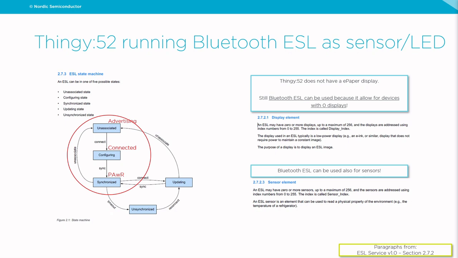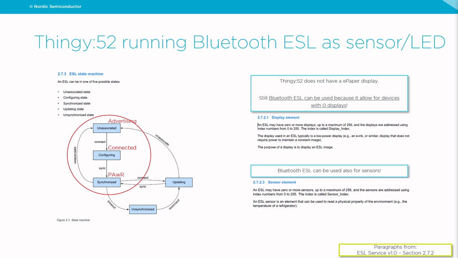The Thingy 52 does not have a display, but still we can use the Bluetooth ESL for this device, and the reason for that is that Bluetooth ESL allows for devices to have 0 displays, and it can be used also for Bluetooth sensor applications. This is quite powerful because you can implement a gateway system with some sensors and you can leverage the state machine logics that are already in the Bluetooth ESL.